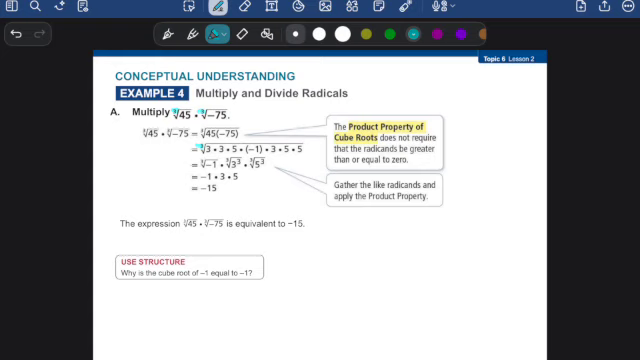So we're going to multiply 45 times negative 75, all under one cube root. And then we're looking for perfect cubes. So let's break down our factors first. 45 we can break into 9 times 5, or 3 times 3 times 5. We're just breaking it down into its prime factors.